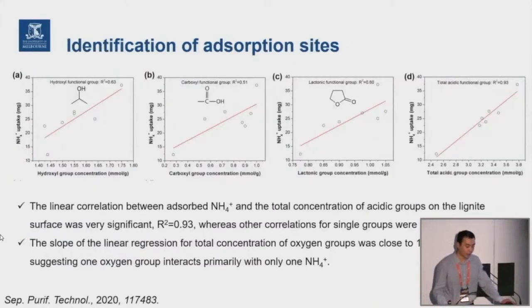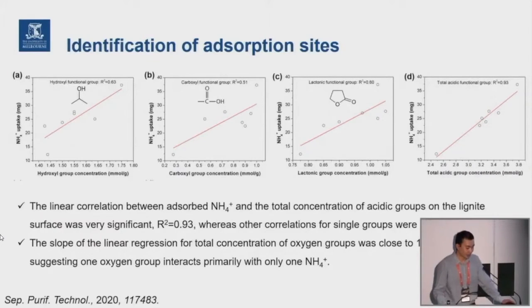So we already know that oxygen-containing functional groups play a very important role, but we are trying to figure out which functional group is the adsorption site, because there are at least 3 types of oxygen-containing functional group in lignite. For example, hydroxyl functional group, the carboxyl functional group, and lactonic functional groups.